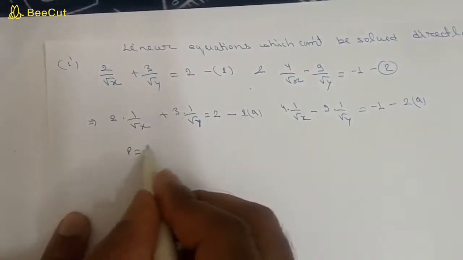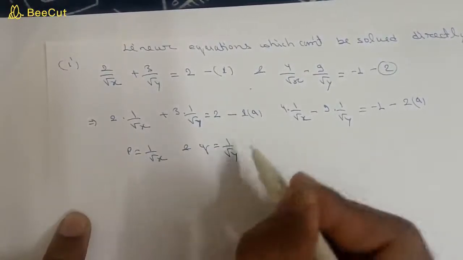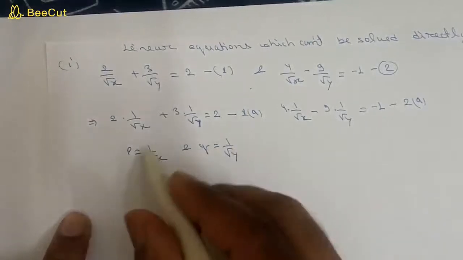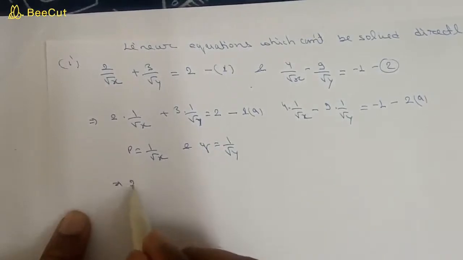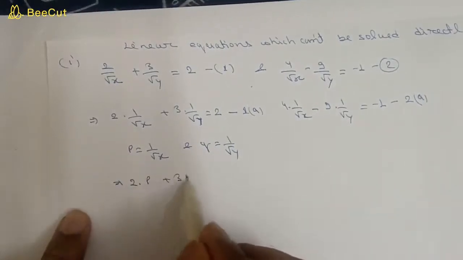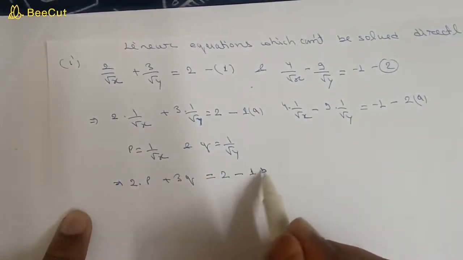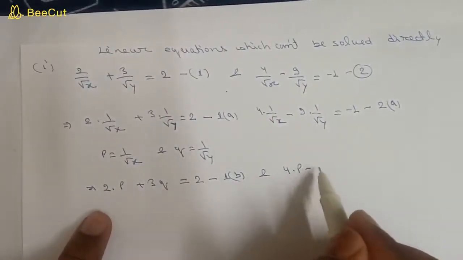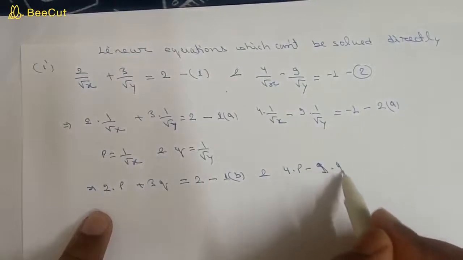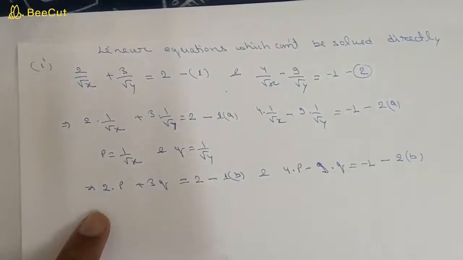So if we assume that p is equal to 1 by root x and q is equal to 1 by root y, and put these values in these two equations, then we can get 2 into p plus 3 into q is equal to 2. We can call this 1b. And this one will be 4 into p minus 9 into q is equal to minus 1. This we can call 2b. So we have to solve these equations.